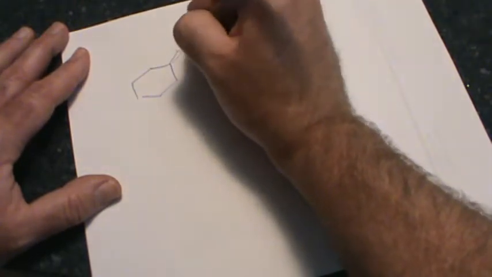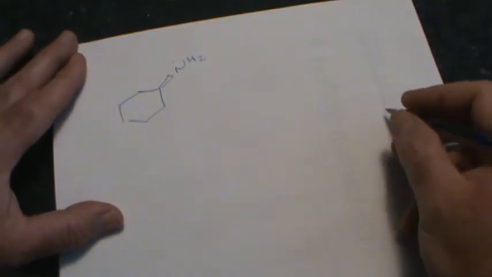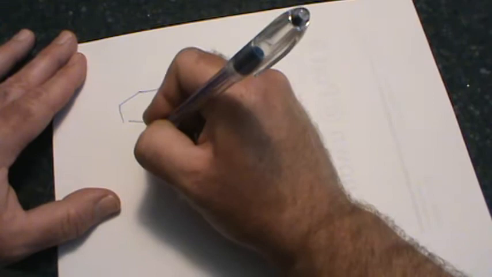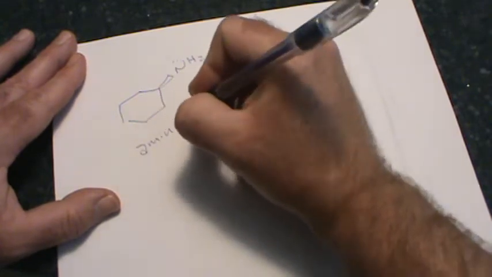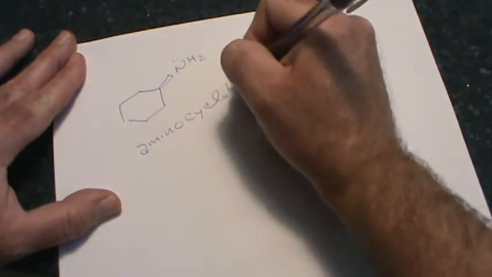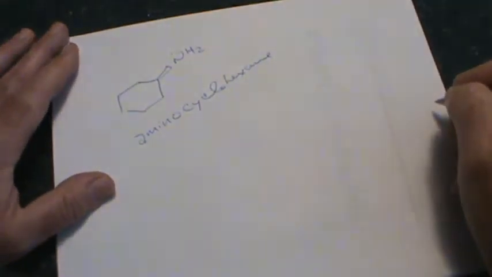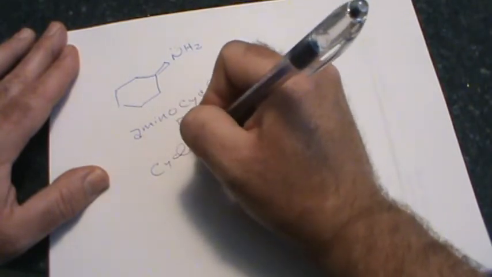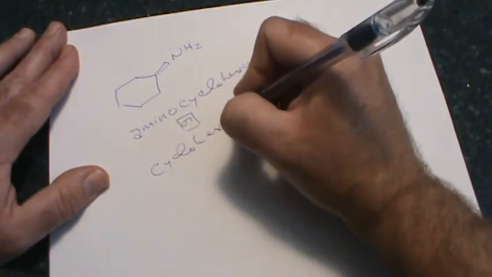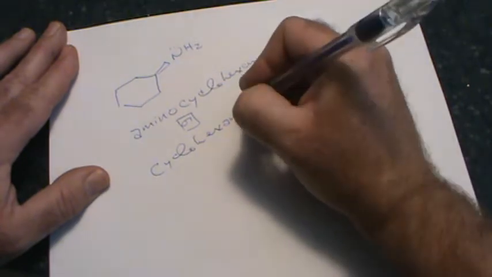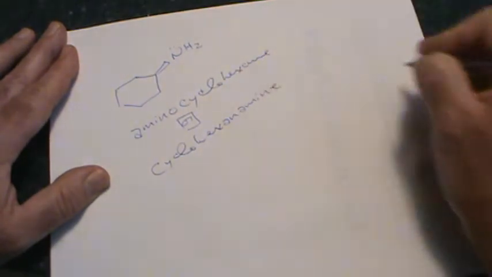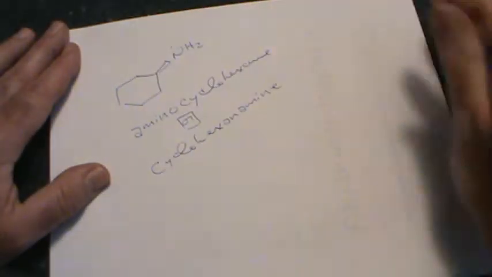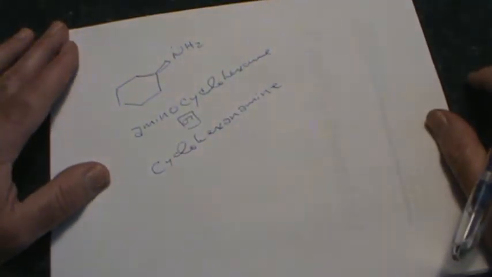Here I have an amino group on a cyclohexane. In this particular case, because it's on a cyclohexane, the easiest way to name it by far is just to refer to it as an aminocyclohexane. I suppose I could call it a cyclohexanamine, cyclohexane minus the E plus amine, cyclohexanamine. That would work as well. But I think aminocyclohexane is probably a little bit more clear.